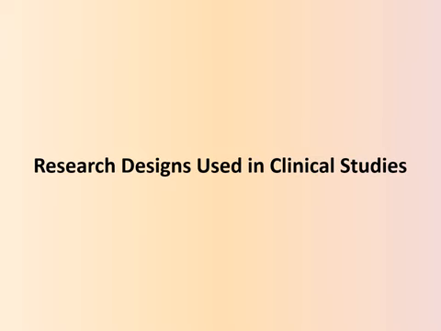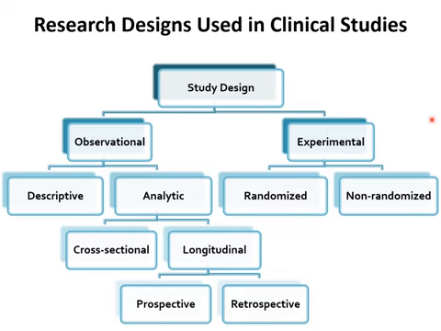Research designs used in clinical studies. The design of clinical studies can be categorized into two main types: either observational or experimental study design. In the observational study design, the investigator does nothing, just stands away, observes and records. While in the experimental study design, there is an intervention done by the investigator, and it could be randomized or non-randomized, and the main example is the clinical trial.